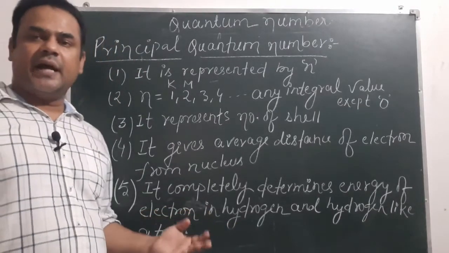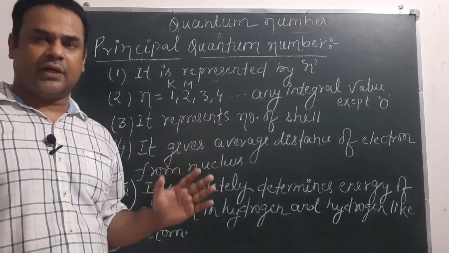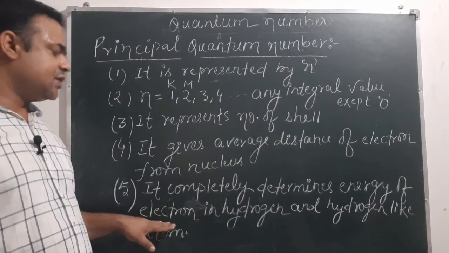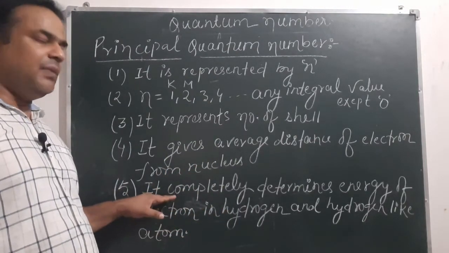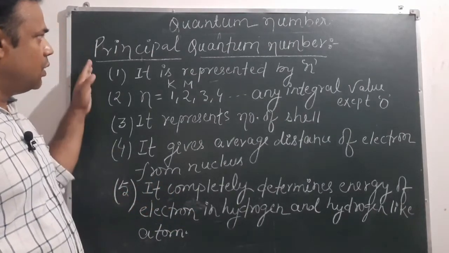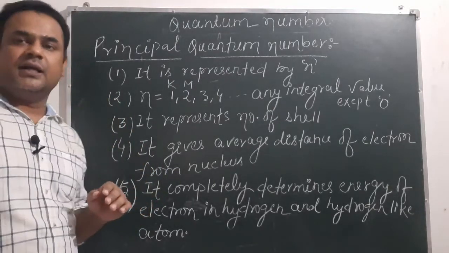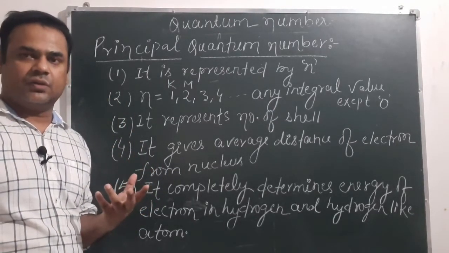Whenever we say hydrogen-like atom, it means a system in which there is only one electron. So for a one electron system, we can determine its energy completely. So from the principal quantum number, these are the facts we can describe about the electrons.